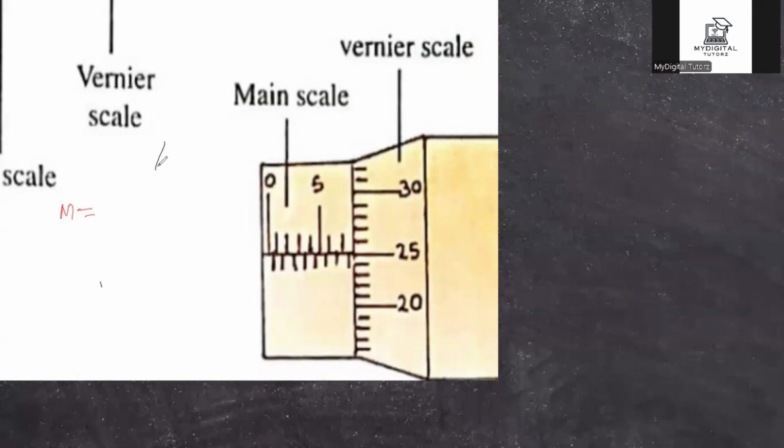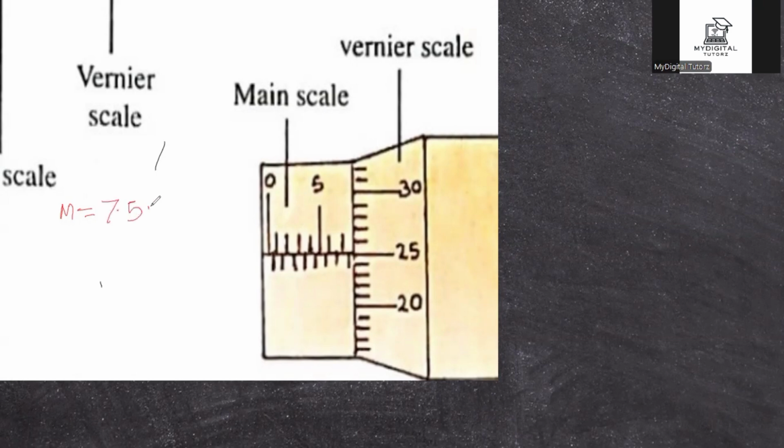So now you start from 0, 5, 6, 7. Now, after 7, you see something here, right? That is half of it, that is 0.5. So you're going to have 5, 6, 7, that is 7.5 mm. So I'm going to have 7.5 mm as my main scale. We are reading in what? Millimeter. So we have 7.5 millimeter.